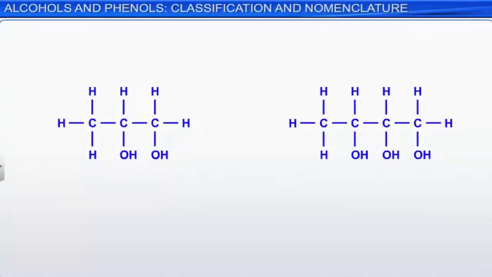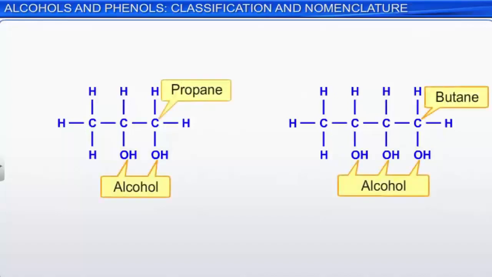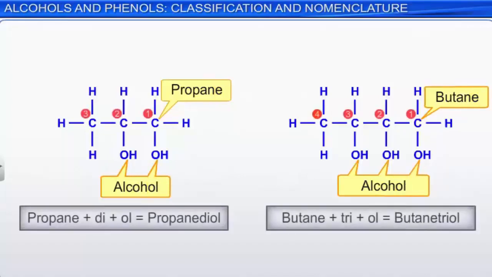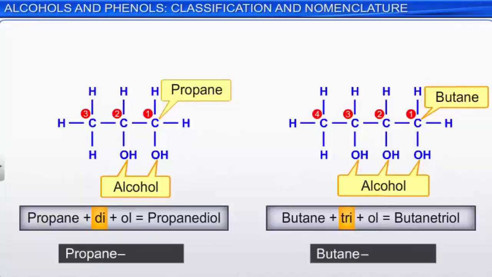Some alcohols have multiple hydroxyl groups. To name diols and triols, start with the alkane name of the longest continuous carbon chain that contains the hydroxyl groups. The E of the alkane name is retained, and the ending OL is added. The appropriate multiplicative prefixes di, tri, etc. are used to indicate the number of hydroxyl groups present.